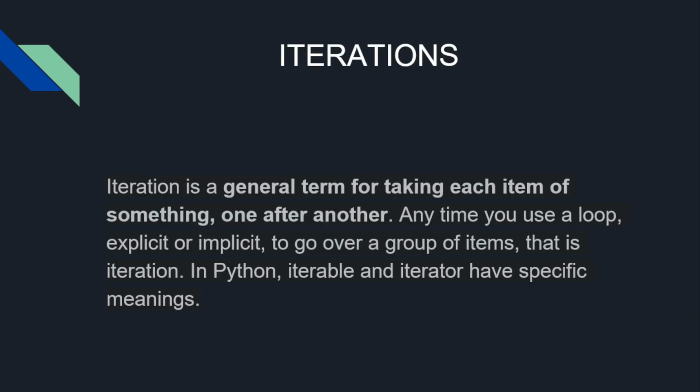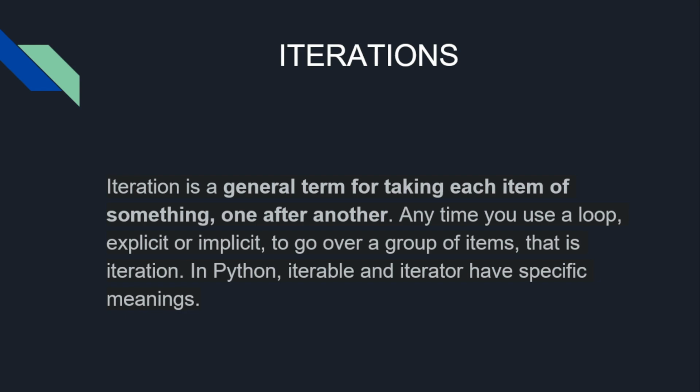All right, next is iteration, and iteration is very much important in Python. Let's see what iteration is. Iteration is a general term for taking each item of something one after another. Any time you use a loop, explicit or implicit, to go over a group of items, that is iteration. In Python, iterable and iterator have specific meanings. Read it again: iteration is a general term for taking each item of something one after another.